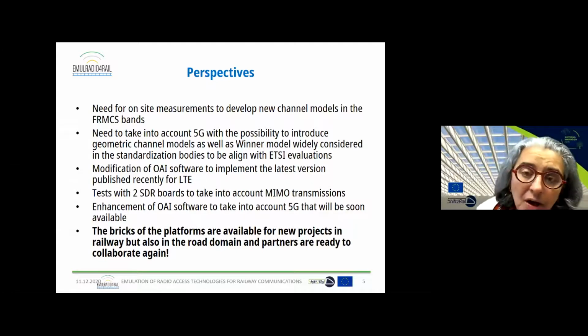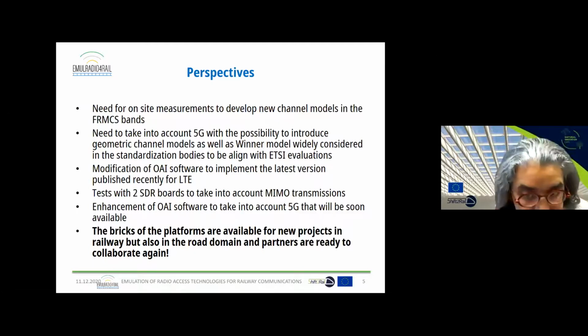And we have seen also that if FRMCS will include the 5G system, we will need to take into account 5G signals and 5G channel models. We need to update OpenAirInterface with MIMO. Today, we decided in discussion with the X2RAIL-1 partners that the transmission will be in SISO, because their prototype is working in SISO mode, but OpenAirInterface allows MIMO modes.